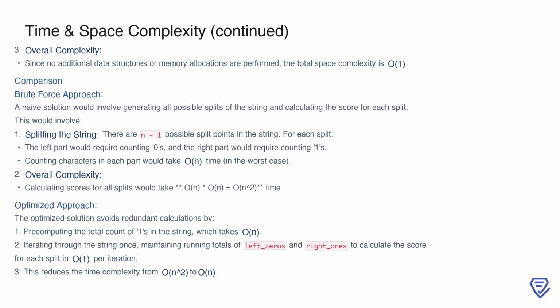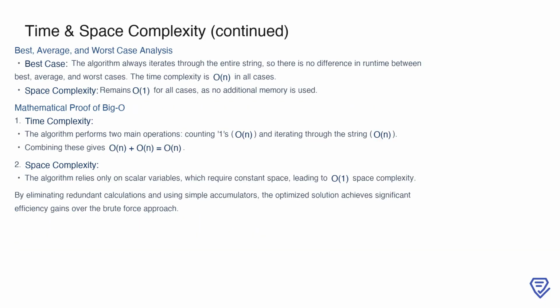By contrast, the optimized solution avoids these redundant calculations. It pre-computes the total count of ones in a single O(n) operation and then uses a single traversal of the string to maintain running totals of left_zeros and right_ones. This allows the score for each split to be calculated in O(1) per iteration, reducing the total time complexity to O(n). In terms of best, average, and worst cases, the runtime of the algorithm remains O(n) for all scenarios.